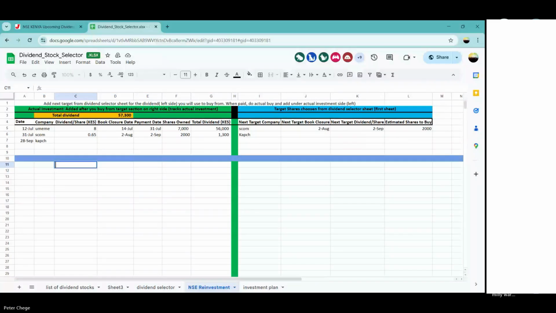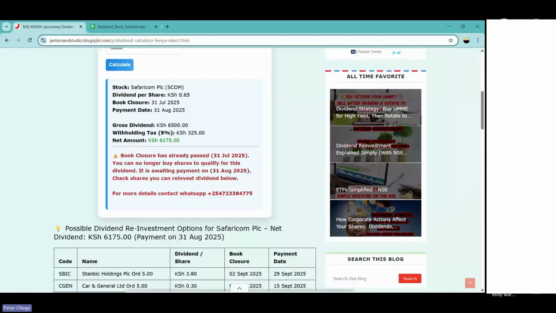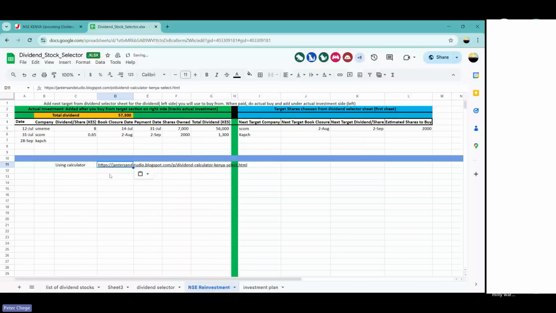Using calculator. Then let me add that link for calculator on this cell. So you just need to click on that link and it opens calculator for you. So we need to track on the left side, you know, the right side, that is from A to G, you need to track your dividends.